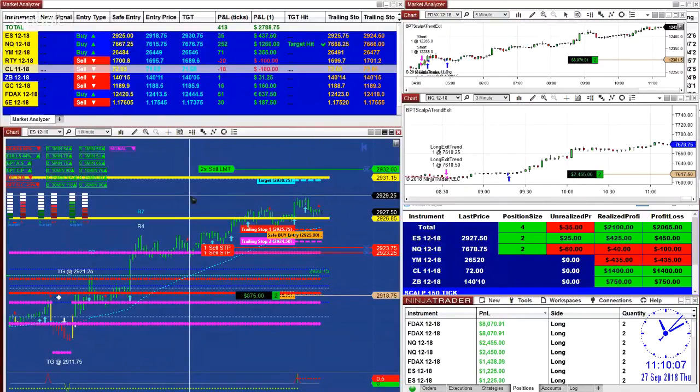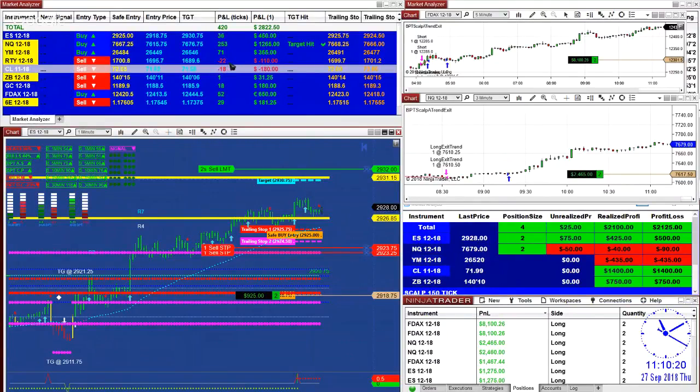For this morning run, we got 418 ticks, and this is not bad. We're still struggling on the CL and Russell. They're not doing well, and we'll wait on a new signal, whether it's on the ES, Nasdaq, or Dow Jones, and we'll follow that signal.